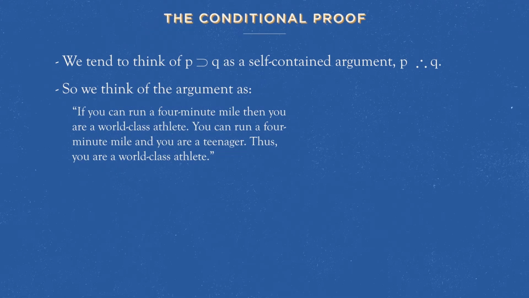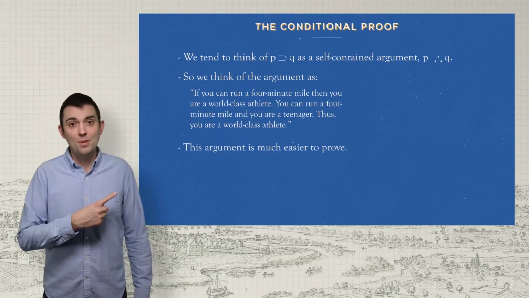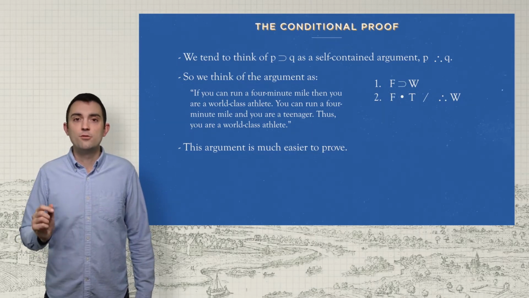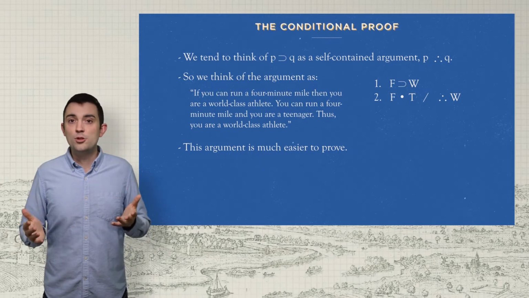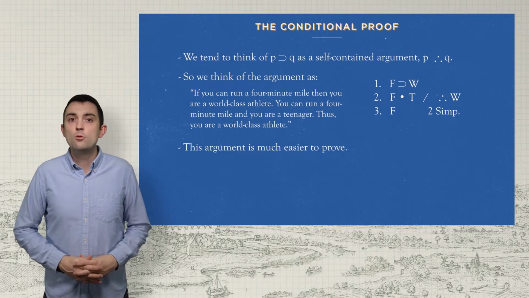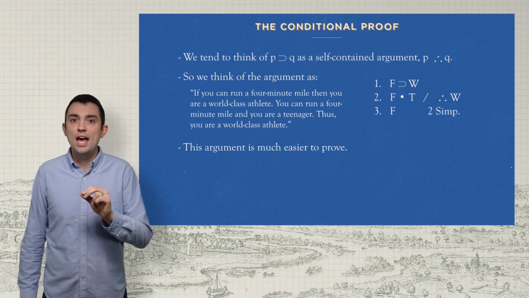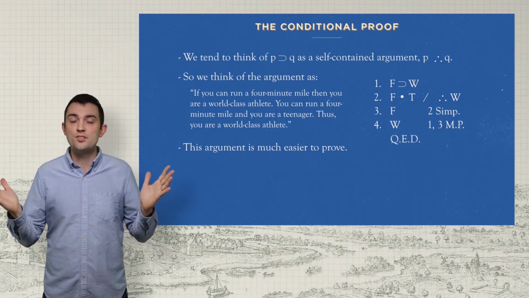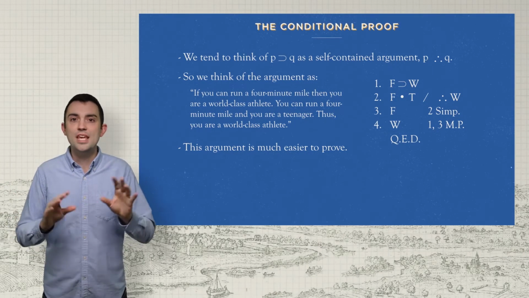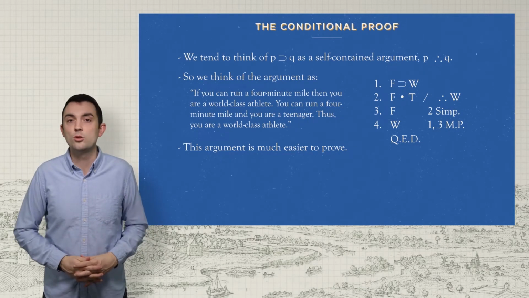If you can run a 4-minute mile, then you are a world-class athlete. You can run a 4-minute mile and you are a teenager, thus you are a world-class athlete. Well, this argument is much easier to prove. If F, then W, F and T, therefore W. All we do to get the W from there is simplify the F and T into F. Then we can do modus ponens. If F, then W, F, therefore W. There it is, we're done with this argument, QED. Much easier to prove and basically the same idea, just turning the antecedent and consequent into a premise and conclusion.